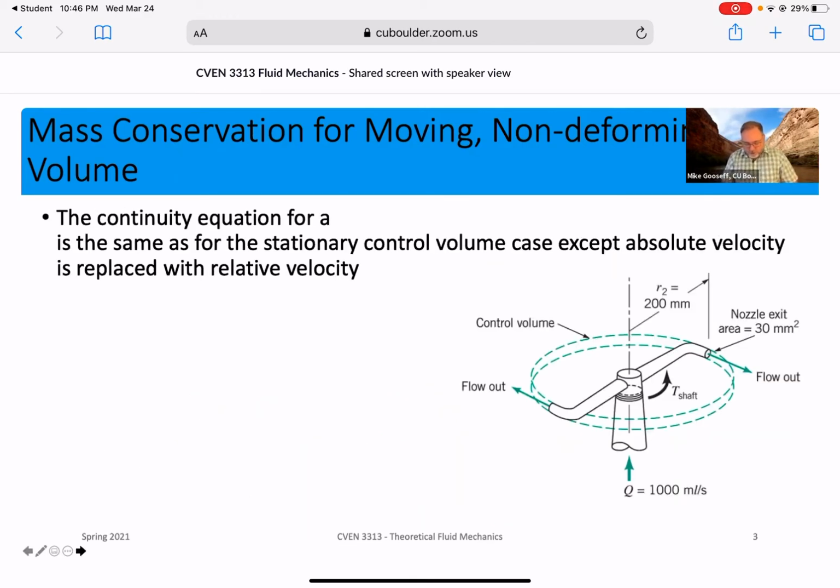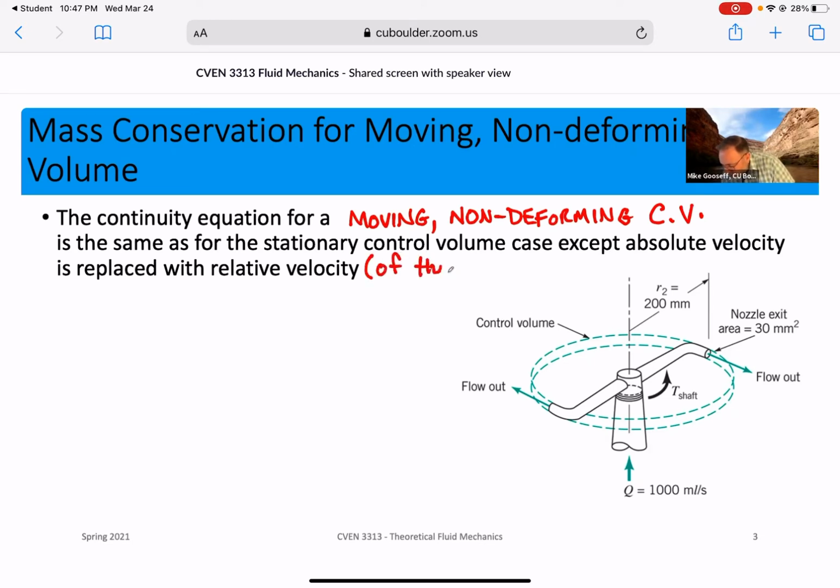Okay, so our continuity equation for a moving and non-deforming, so a rigid control volume, is the same as for a stationary control volume, except the absolute velocity is replaced with a relative velocity. So in other words, we don't just look at V now, we are looking at W, coming out of the nozzle, of the fluid. Okay, which might help this a little bit.